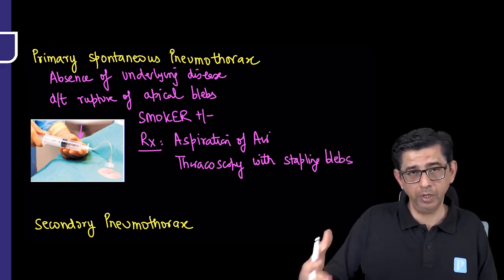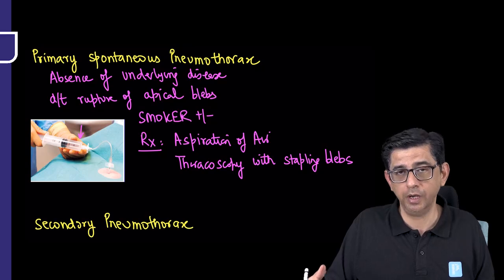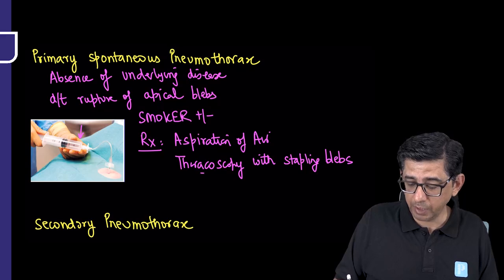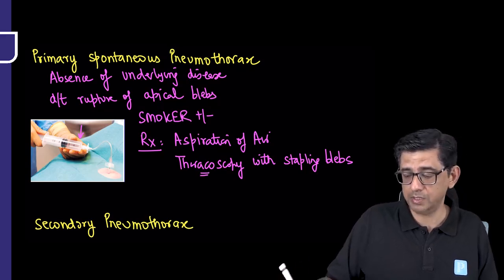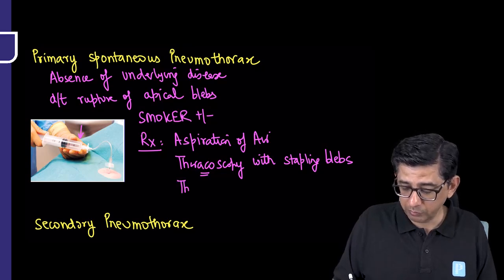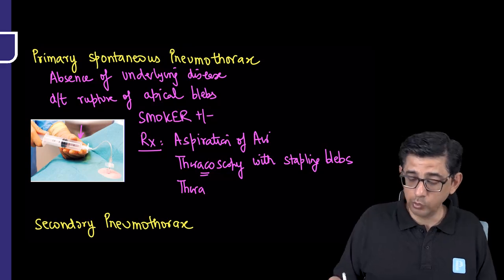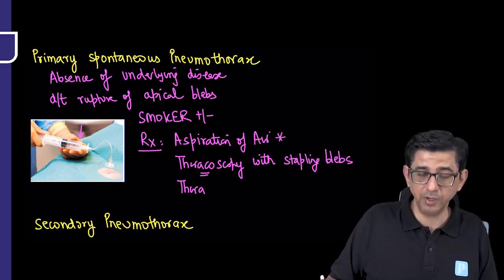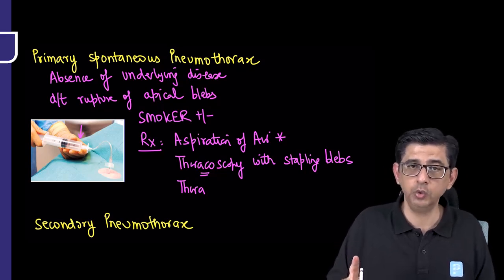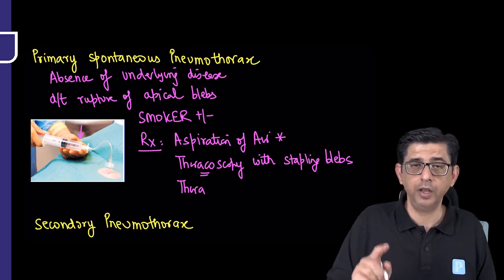So for the remaining blebs, which can be visualized even on a high resolution CT scan in this patient, the thoracoscopy is anyway sending in a camera into the pleural space and then going ahead and stapling these blebs. So there are three methods which have to be remembered by you for management of this condition. The most important one here is aspiration of air. Do not answer a wide bore needle. Wide bore needle with a chest tube is the primary answer for tension pneumothorax.